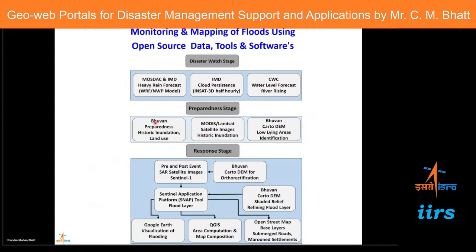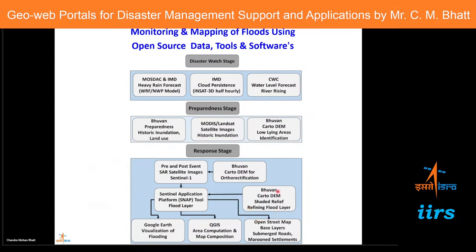We can use Bhuvan, which provides historical inundation and land use. We can use MODIS and Landsat to see whether any historic inundation was there. From the Bhuvan portal we can get a digital elevation model to identify low-lying areas. Then at the response stage we can download pre and post data from ESA. It provides, free of course, Sentinel-1 SAR images. From Bhuvan, we can take Cartosat DEM for orthorectification. We can use the SNAP tool and we can do our analysis.